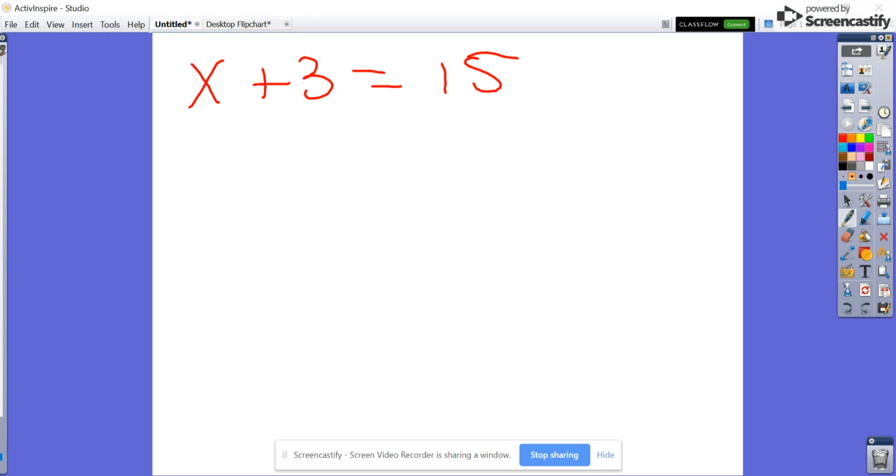Okay, we have x plus 3 equals 15. In order to solve, we need x by itself. We need to end with x equals the number, right? Well, we have x plus 3. What's the opposite of addition? Subtraction. Great. So instead of plus 3, we're going to have minus 3.